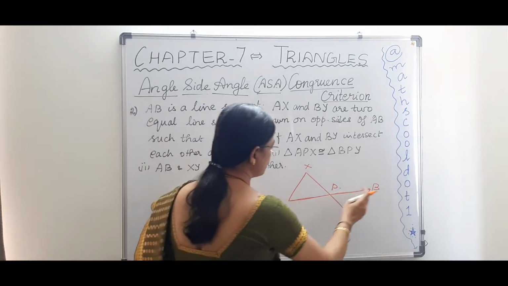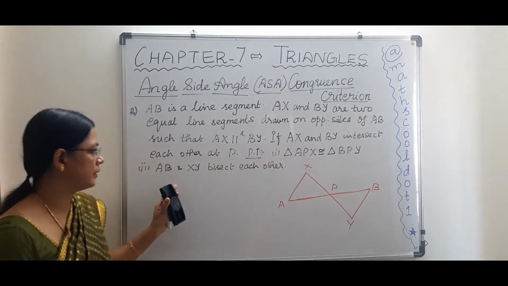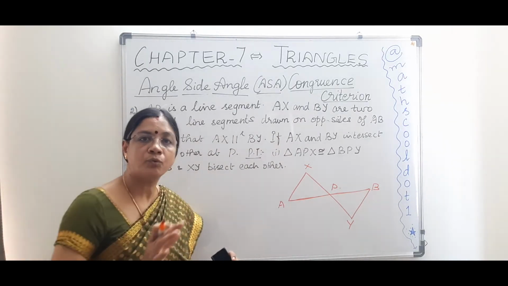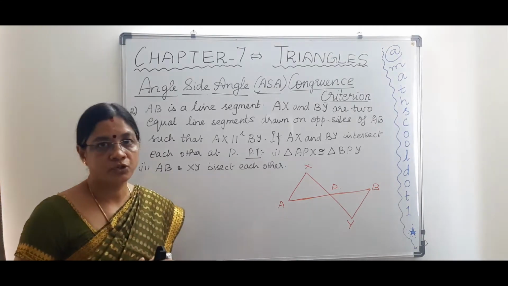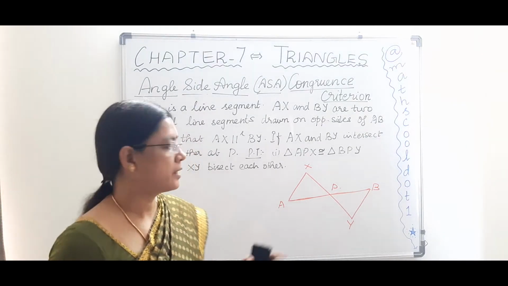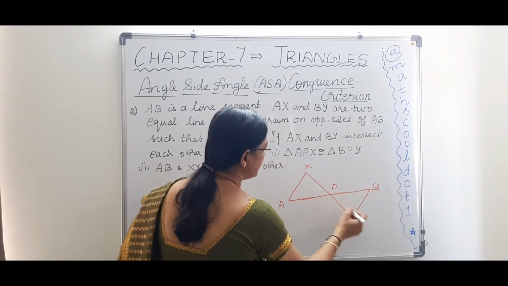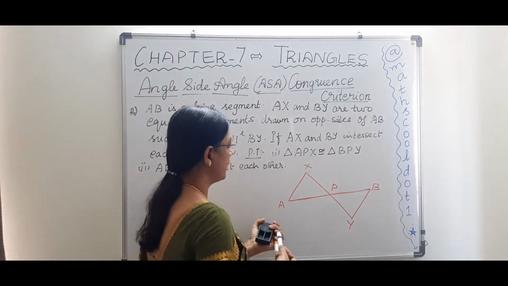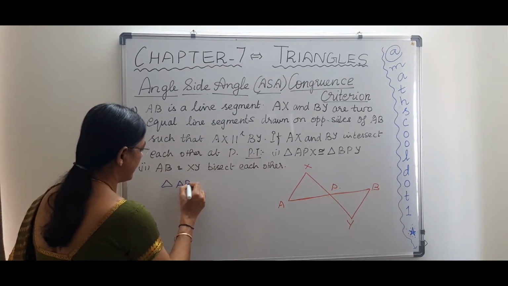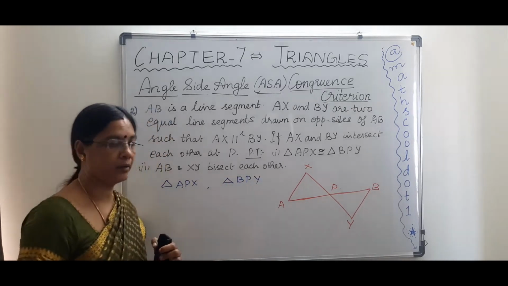So now what we need to do is prove the two conditions given here. That is, triangle APX is congruent to triangle BPY. They have given you the triangles, so there is no problem in identifying the two triangles, right? The triangles are APX and BPY. See, they have named it properly, triangle APX and triangle BPY, in the same order, right?